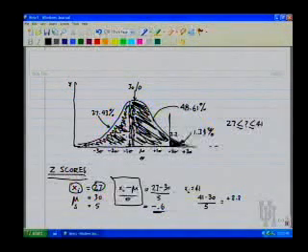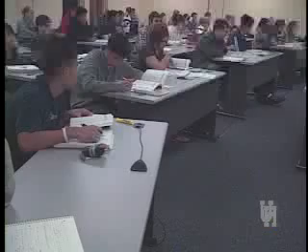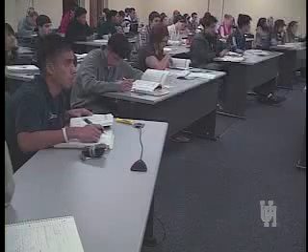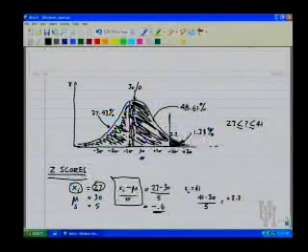How did you get 71.18? I added up the area between 0.60 and the area between... You added up the area between minus 0.6 and where? I'm not sure.